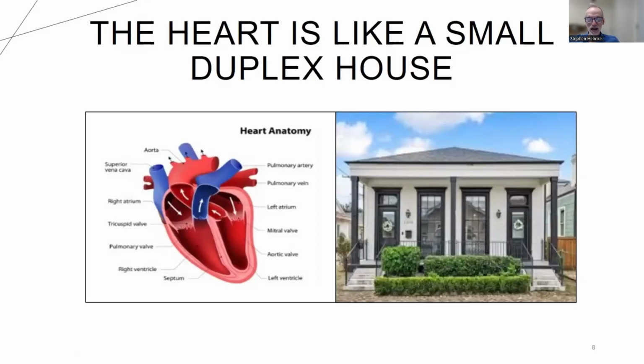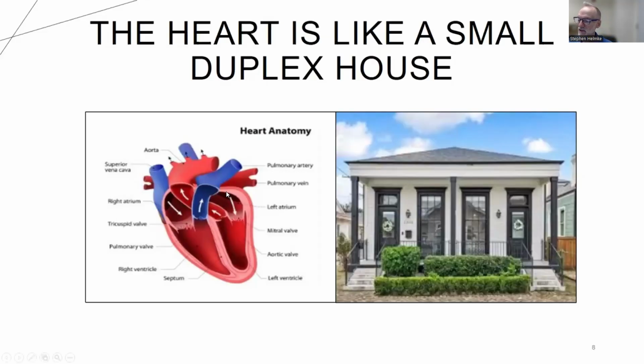Now I know I use a lot of analogies, but I just find it's easier to understand things in simple terms. So a duplex house, as you know, has a wall down the middle and it's two separate dwellings. In this duplex house, there's just two rooms on each side, a smaller front room and a larger back room. Now, the blood flows in through the front door into that front room, and when it's full, then the doors pop open and it goes into the second room, which is the ventricle, and then out the back door to either the body or the lungs, depending on whether it's the left side or the right side of the heart.